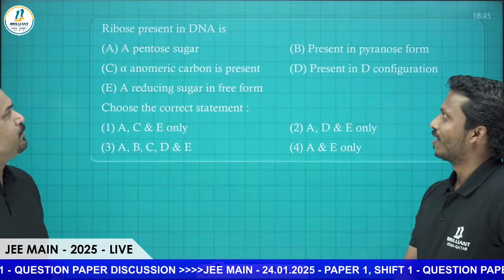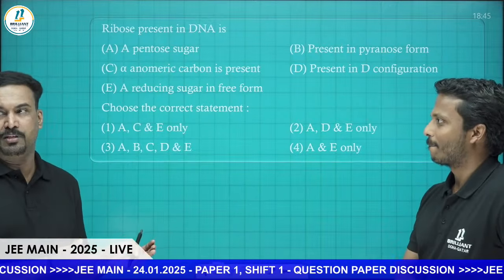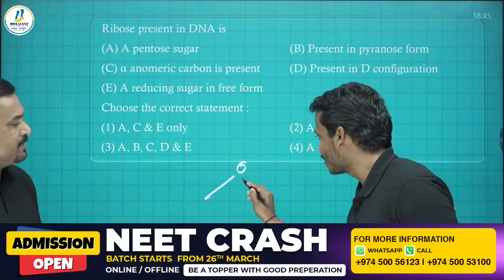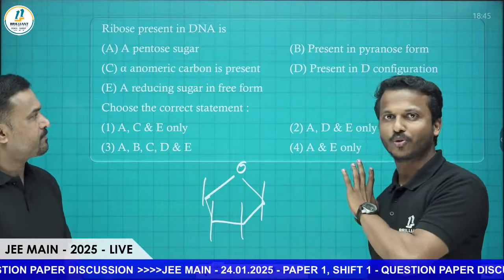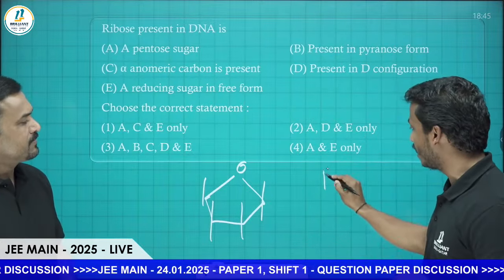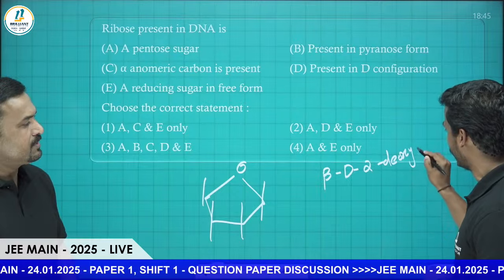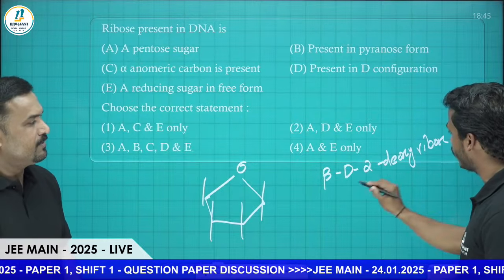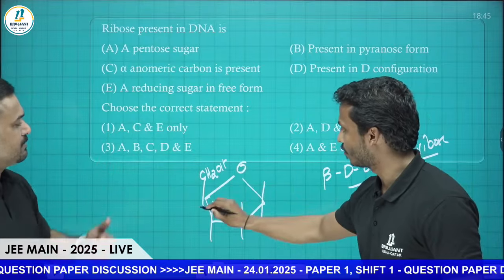Ribose. This is a biomolecule question, and it's easy, though they may get some confusion on it. But the ribose sugar you are learning, the pentose sugar which is present in DNA and RNA, you are studying the names and all. The pentose sugar in DNA is what we call beta D 2-deoxyribose. If you can remember that name, then you will get the idea.